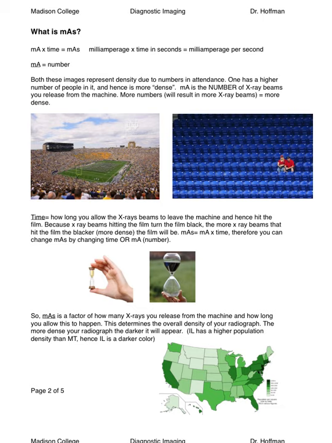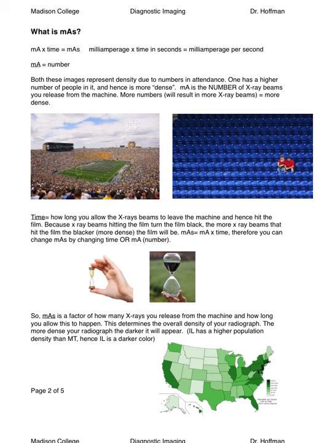So you're literally going to have one dial that you get to adjust the force, the KVP, on, and you're going to have another dial that you get to adjust how many x-rays come out, and a third dial where you get to adjust how long you want those x-rays to come out. So MA relates to number, time relates to how long. And these two factor together into something called MAS, milliamperage per second.